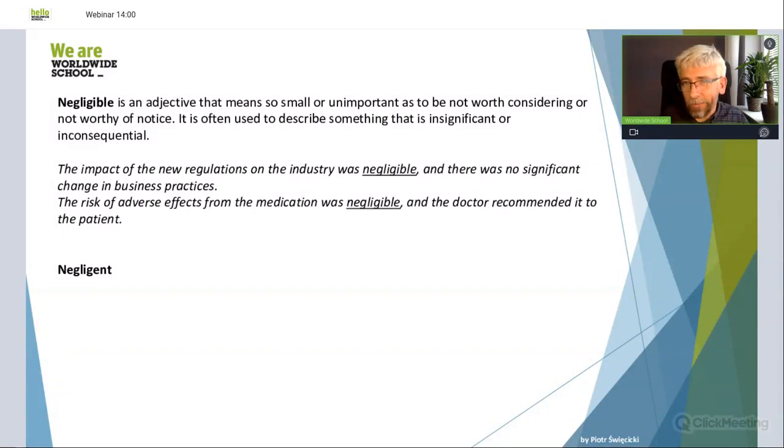This slide is negligible. It is often used to describe something that is insignificant or inconsequential. The impact of the new regulations on the industry was negligible, and there was no significant change in business practices, or the risk of adverse, so negative, effects of the medication was negligible, and the doctor recommended it to the patient. So negligible, that's nieistotne, right? Negligible.